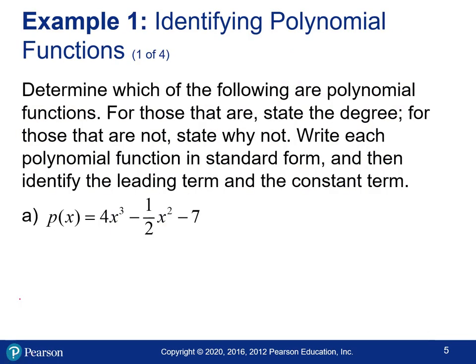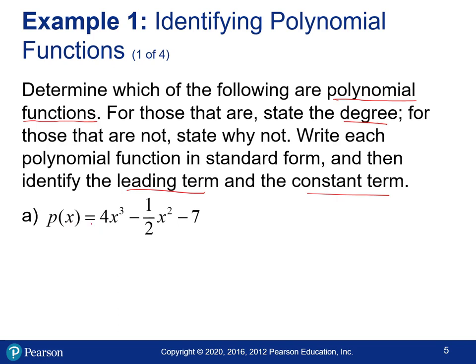Okay, so let's jump right into this example. We're going to identify the polynomial function. So which of the following are actually, by definition, polynomial functions? And if we determine that they are, we're going to state the degree. And if we determine that they're not, we'll say why not. And then we're going to write each one in standard form, and then identify the leading term and the constant term. Okay, so take a look at this first one.